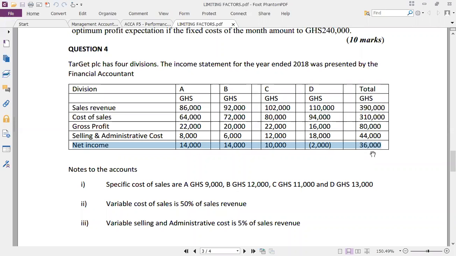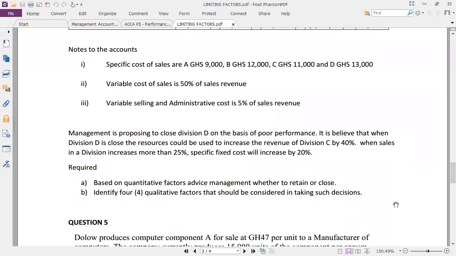For this sentence, it is retain, it is shut down. And that one depends on your calculation. There's shut down, there's retain. So let's look at the B part of the question again.